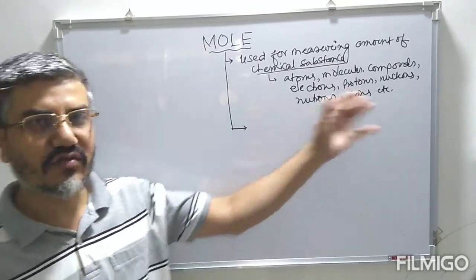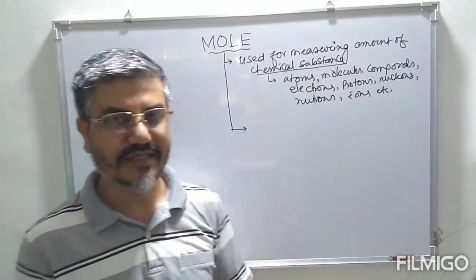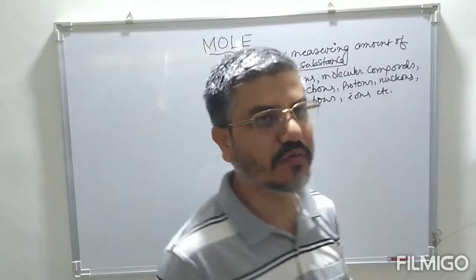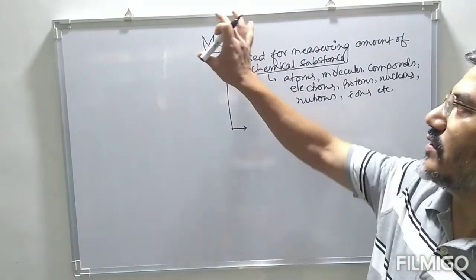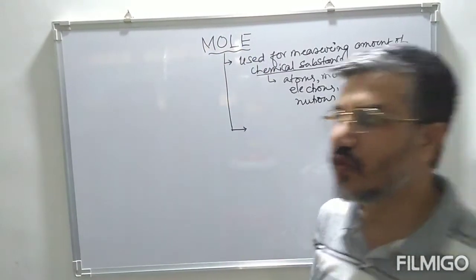So 12 gram of carbon 12 isotope contains how many atoms? 6.02 into 10 to the power 23 atoms. So this is how we define the term mole.